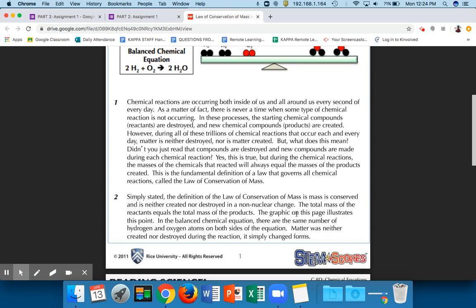Okay, continuing. The total mass of the reactants is equal to the total mass of the products. The graphic on this page illustrates this point. In the balanced chemical equation, there are the same number of hydrogen and oxygen atoms on both sides of the equation. Matter was neither created nor destroyed during the reaction. It simply changed forms.